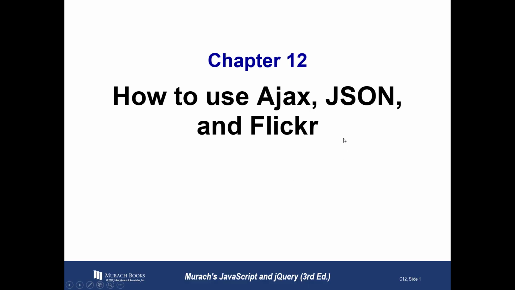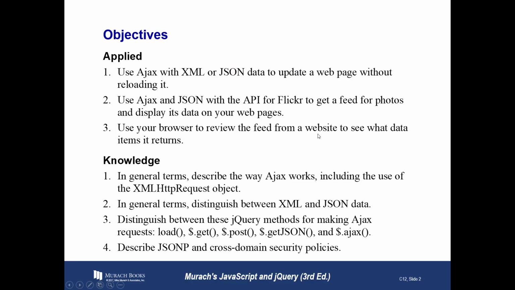How to use Ajax, JSON, and Flickr. Using Ajax with XML or JSON to update a web page without reloading. That's what Ajax is all about. Use Ajax and JSON with the API for Flickr to get a feed for photos and display its data on web pages. Use your browser to review a feed to see what data items it returns.